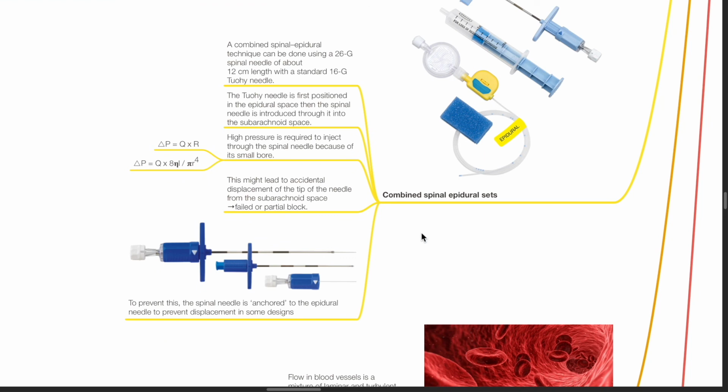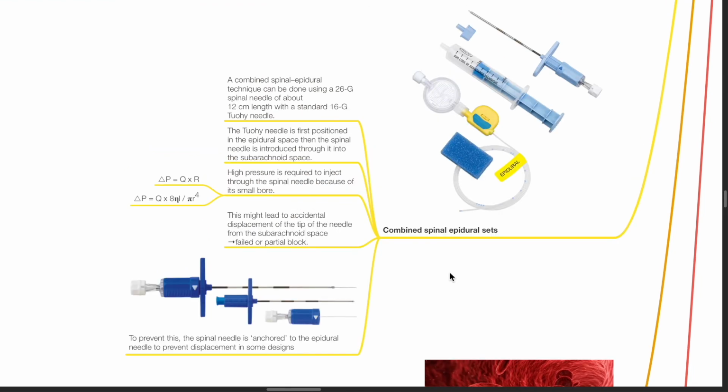Combined spinal and epidural sets. A combined spinal epidural technique can be done using a 26-gauge spinal needle of about 12 cm in length with a standard 16-gauge Tuohy needle. The Tuohy needle is first positioned in the epidural space, and then the spinal needle is introduced through it to reach the subarachnoid space. High pressure is required to inject through the spinal needle because of its small bore.